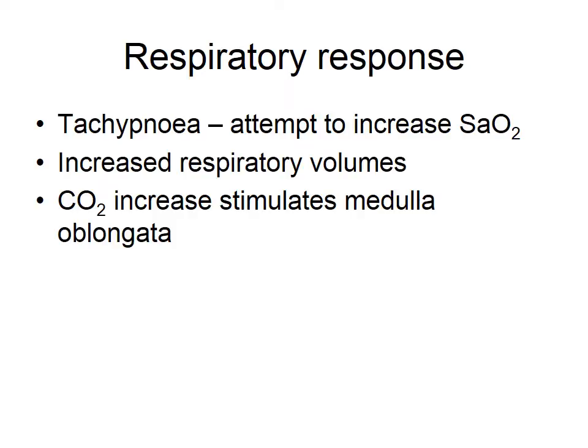One of the clauses in the oxygen flux equation is arterial oxygen saturations. And we can increase arterial oxygen saturations by increasing the amount of oxygen in the alveoli, and this can be achieved by increasing the rate and volume of respiration. It can also be aided by sympathetically induced bronchodilation. So tachypnea is an attempt to increase the oxygen saturations in the blood.